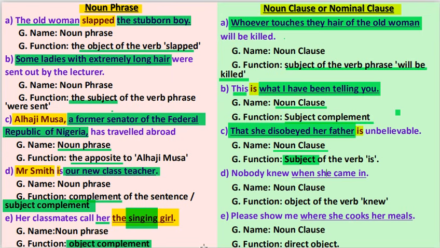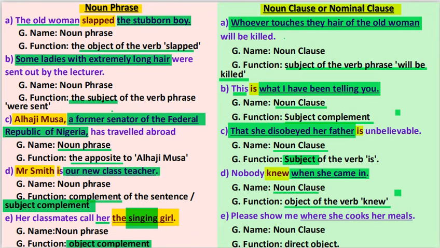Example D. Nobody knew when she came in. When she came in is underlined, and it is a noun clause by grammatical name. It contains the subject she, and it contains the predicate came in. It is a noun clause. And what is the function? It functions as the object of the verb knew. Nobody knew when she came in. It is the object of the verb knew.